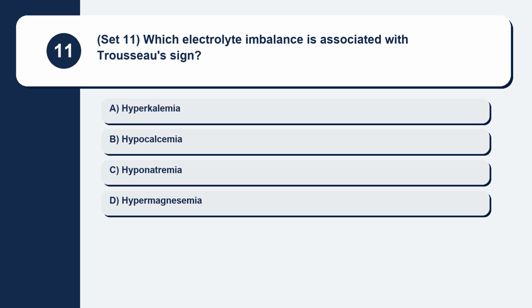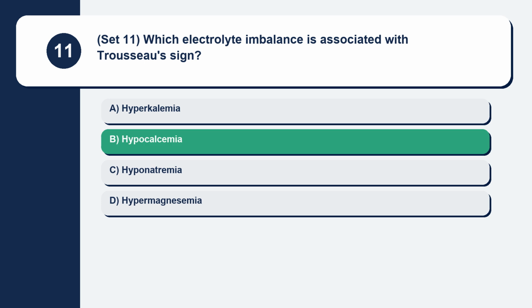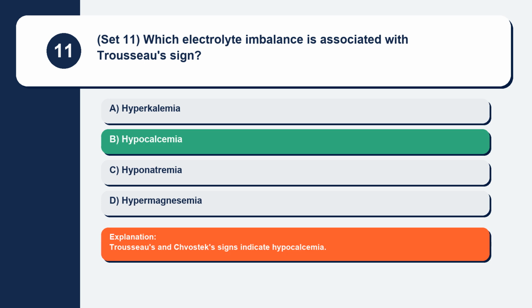Question 11. Set 11. Which electrolyte imbalance is associated with Trousseau sign? Hyperkalemia, hypocalcemia, hyponatremia, hypermagnesemia. Trousseau's and Chvostek's signs indicate hypocalcemia.